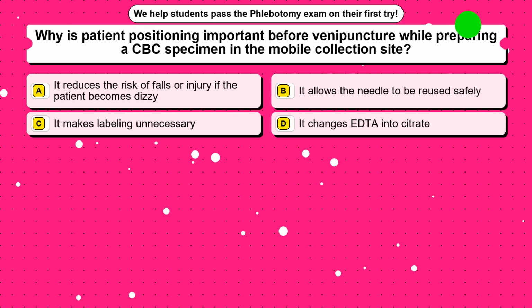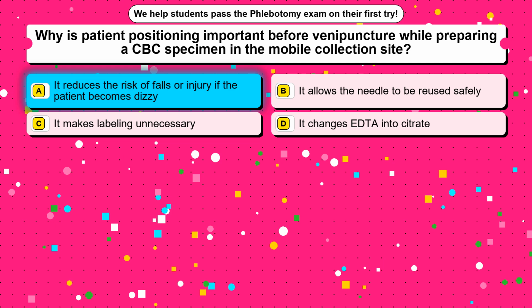Question 81. Why is patient positioning important before venipuncture while preparing a CBC specimen in the mobile collection site? Option A. It reduces the risk of falls or injury if the patient becomes dizzy. Option B. It allows the needle to be reused safely. Option C. It makes labeling unnecessary. Option D. It changes EDTA into citrate.